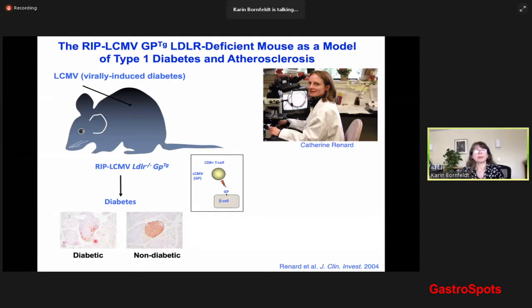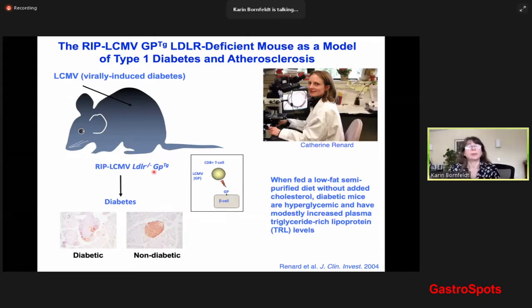Most of these animals require exogenous insulin to prevent severe weight loss and ketonuria. These animals are also crossed with the LDL receptor knockout mouse that I mentioned earlier to allow us to study atherosclerosis. So when fed a low-fat, semi-purified diet without added cholesterol, these diabetic mice are hyperglycemic, even though they do get some baseline insulin, and they have modestly increased plasma triglyceride levels in the form of triglyceride-rich lipoproteins, or TRLs.